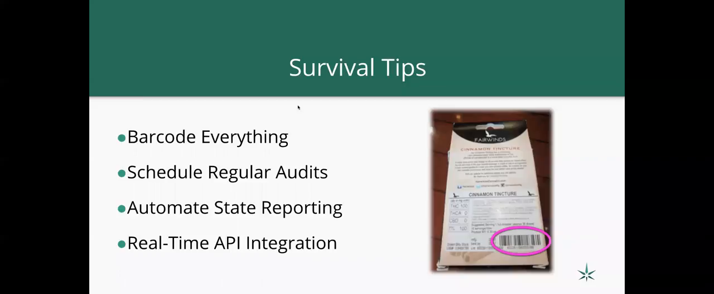And then, those last two pieces you see there, it is extremely, extremely difficult to maintain Metrc compliance manually. It is possible, but it requires a lot of time and a lot of labor. So automating state reporting with third-party software is key, and making sure that third-party software has full integration with all the Metrc API endpoints. Very, very critical.